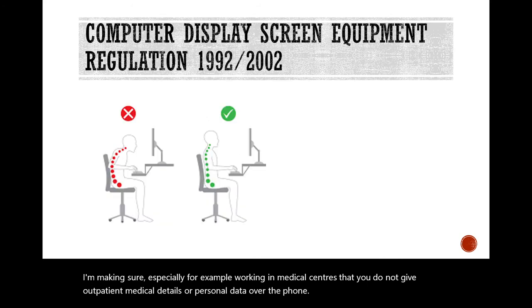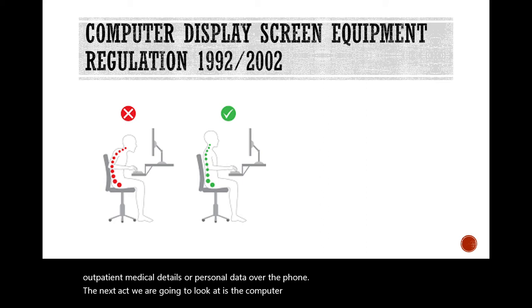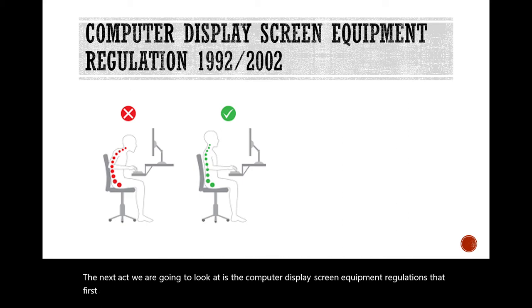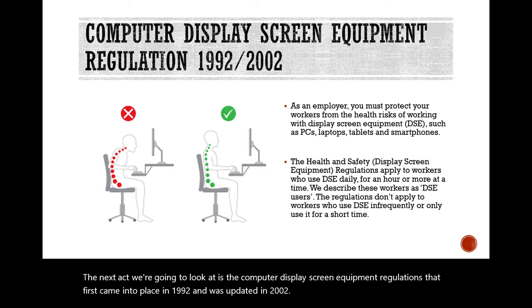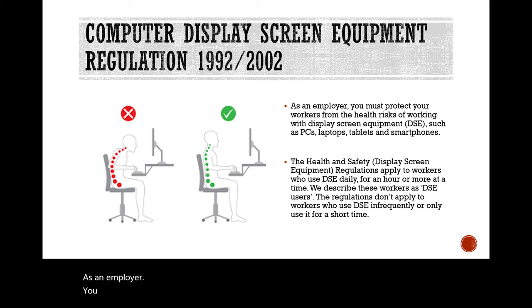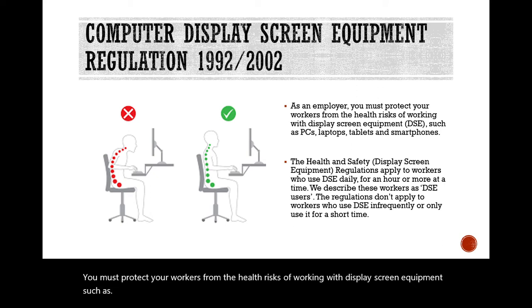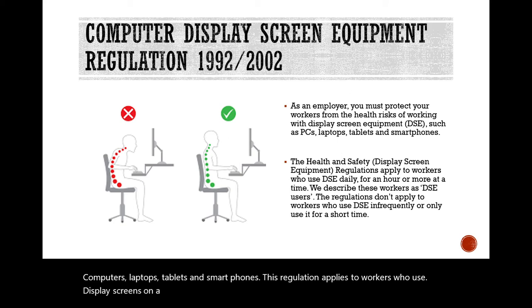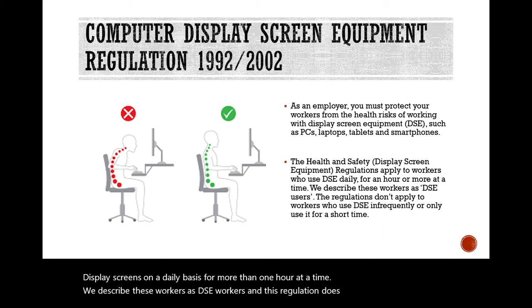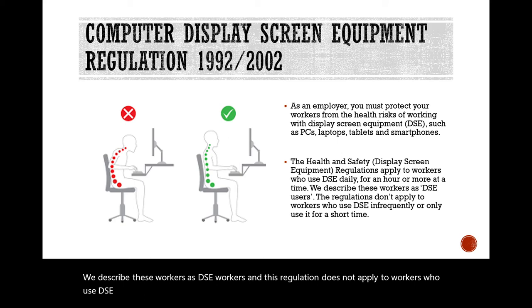The next Act we are going to look at is the Display Screen Equipment Regulations that first came into place in 1992 and was updated in 2002. As an employer, you must protect your workers from the health risks of working with display screen equipment, such as computers, laptops, tablets and smartphones. This regulation applies to workers who use display screens on a daily basis for more than 1 hour at a time. We describe these workers as DSE workers. And this regulation does not apply to workers who use DSE infrequently or only use it for a short time.